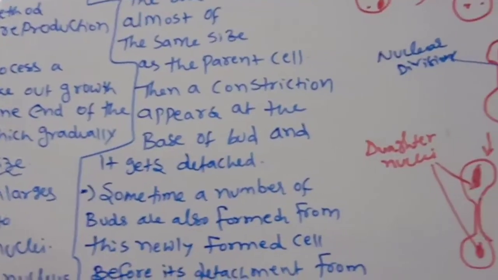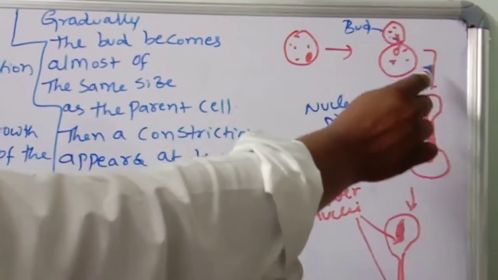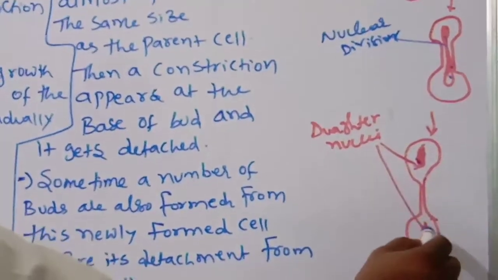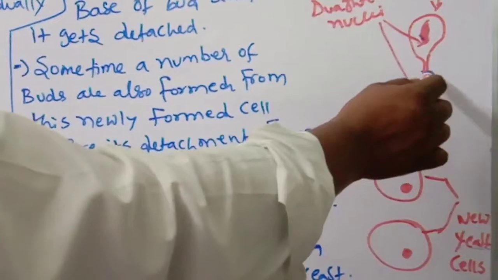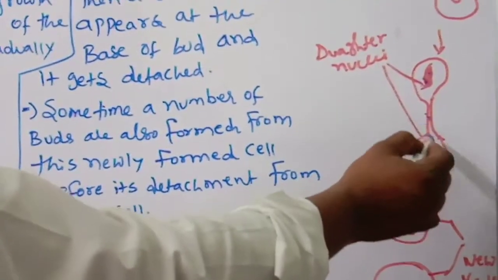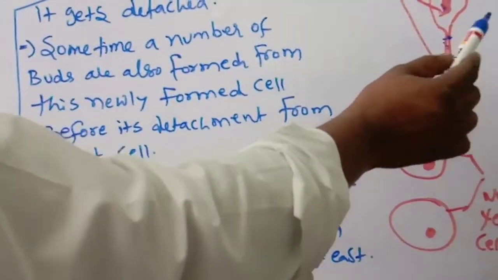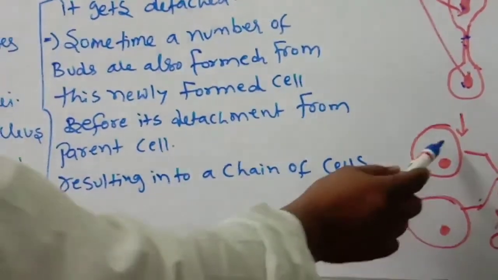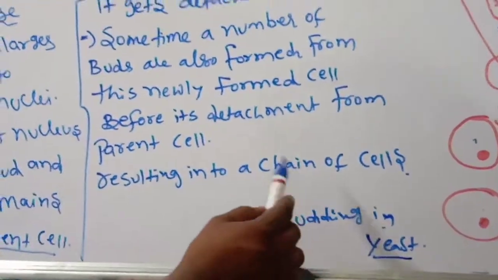Okay, see the picture, what is going on. The outgrowth is there, this is the outgrowth from the parent cell. The nucleus divided into two nuclei. One goes into the bud, and another is located in the parent cell. Gradually the bud becomes almost the same size as the parent cell. The constriction appears at the base. Then at last it gets detached. Like this, new buds will be formed. This process is called budding in yeast.